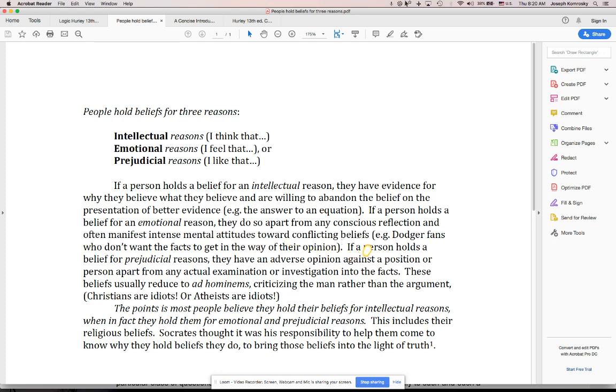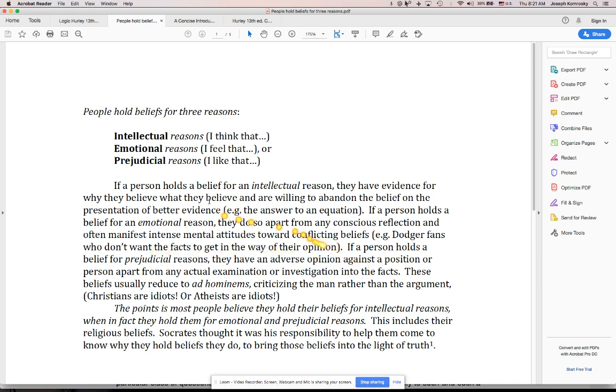So, an example, Dodgers fans who don't want the facts to get in the way of their opinion. Somebody might come along and say, Dodgers suck. And you're like, what? And you start getting full-blown mad. And then they say, not only do they suck, but here's why. And they start giving you facts, this and that. How many of you think that when you're in the middle of a situation like that, you just start shutting down the conversation? You don't want to hear about facts and evidence. You just want to stay with the belief that you already hold for that emotional reason, right?